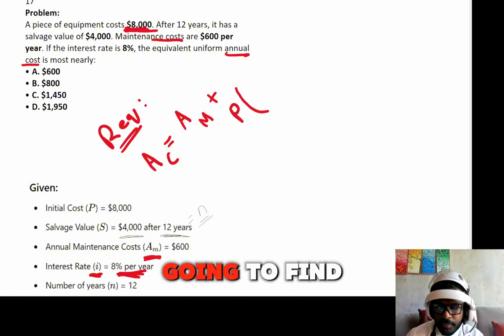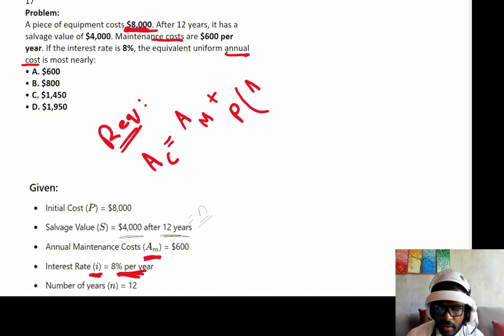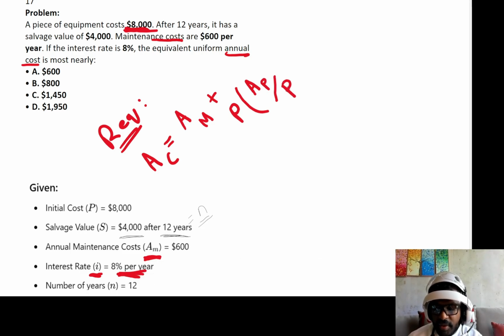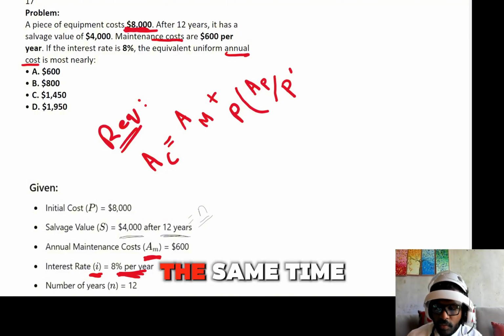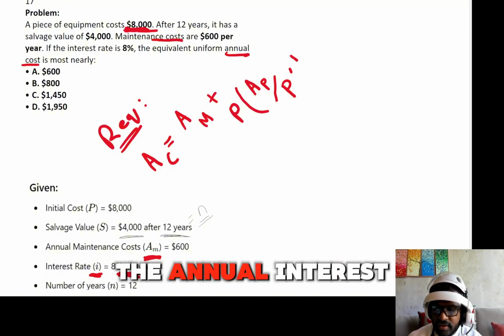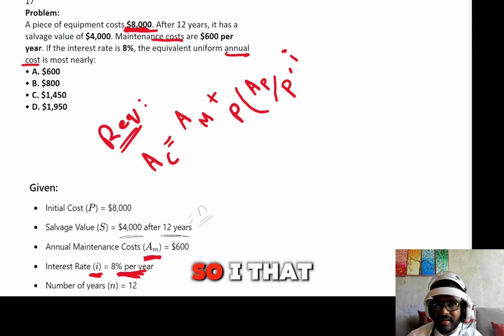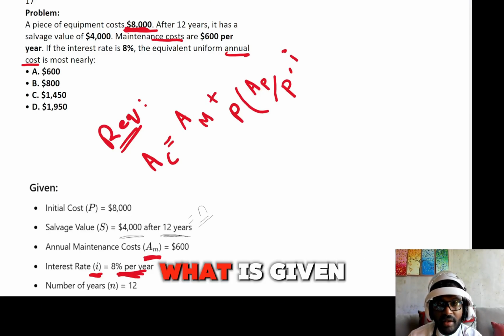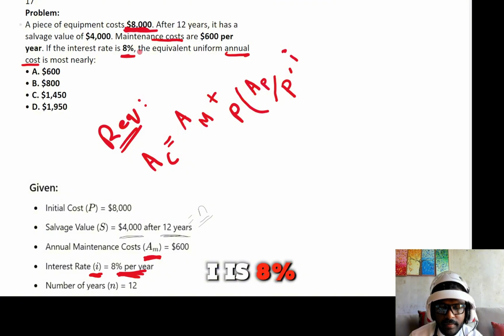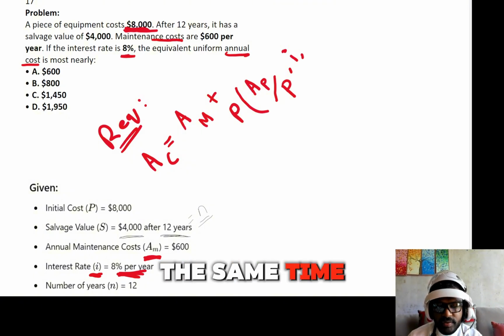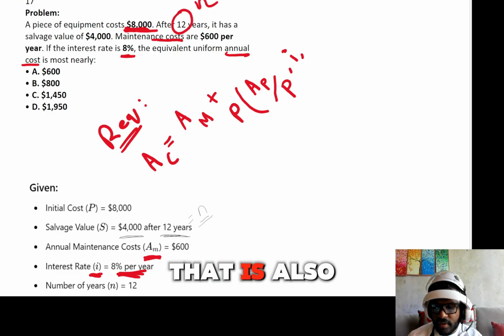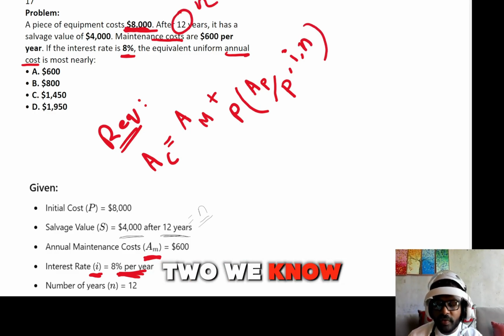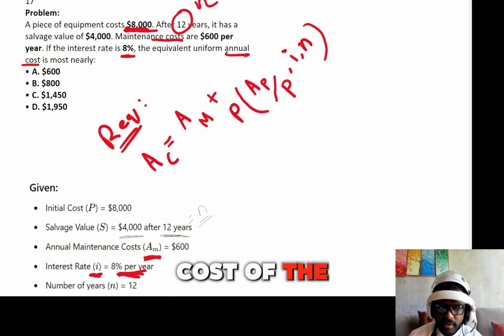So we are going to find the annual cost of investment given the initial investment. That's how we denote it as A by P. At the same time, we also know the annual interest, so I, that is already given. What is given? I is 8%. What else was given? The number of years, N, which is 12. That is also given. So these two we know. We need to find the annual cost of the investment.